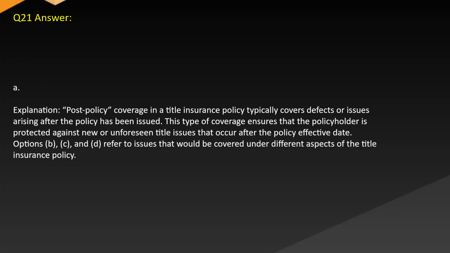Answer A. Explanation. Post-policy coverage in a title insurance policy typically covers defects or issues arising after the policy has been issued. This type of coverage ensures that the policyholder is protected against new or unforeseen title issues that occur after the policy effective date. Options B, C, and D refer to issues that would be covered under different aspects of the title insurance policy.